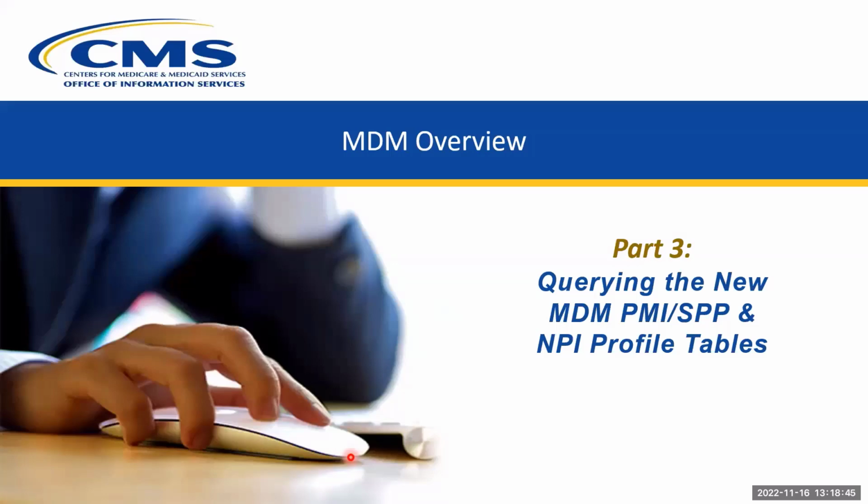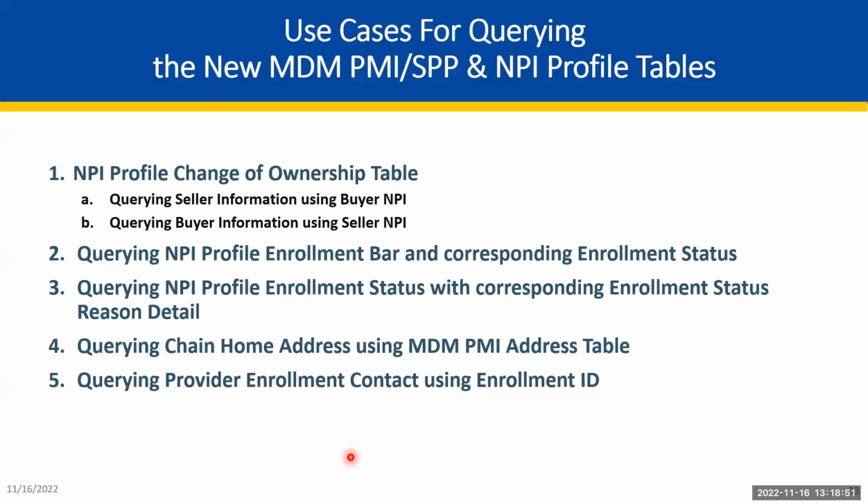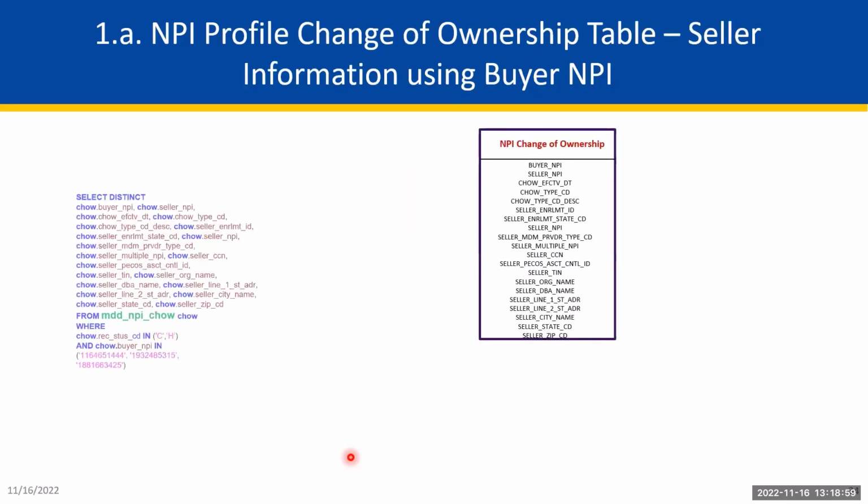So now let's move on to query some of the use cases that were built based on the new tables. First we'll talk about the change of ownership table, which we also call CHOW.